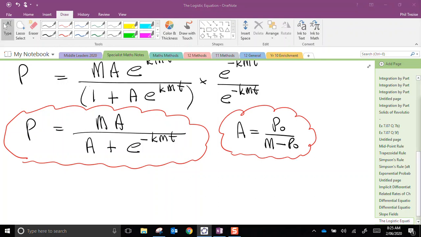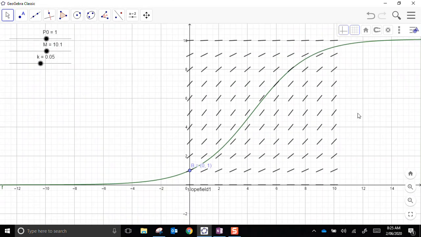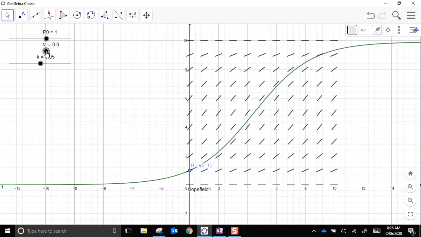Let's have a quick look at this in action. So here is a logistic growth model. Now I've drawn the slope field for the differential equation in the background, and the green equation is the logistic model that we just solved using p0 of 1. So there we are, we can see that when time is 0, the population is 1, with a maximum of 10, and a growth factor of 0.05.